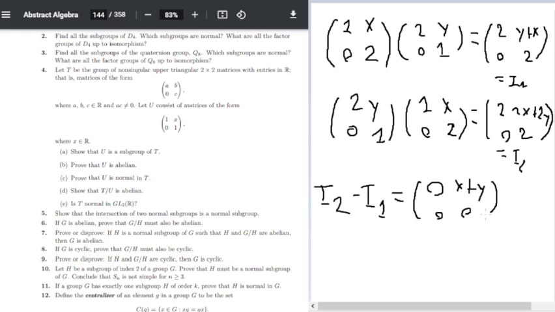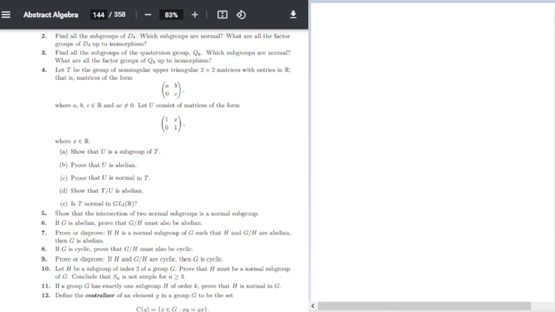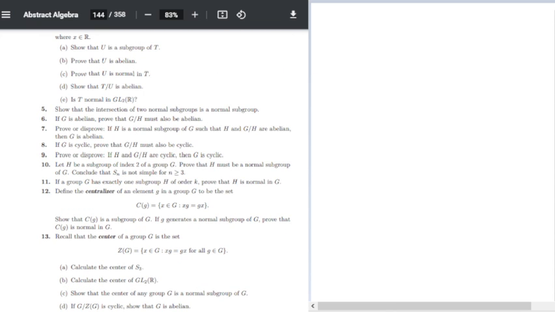So if x and y are any pair of real numbers that are not equal to 0, this difference is going to be non-zero, which means that these are not the same matrices, which means that they do not commute. However, we saw that both its factor group and a subgroup of it are abelian. So we have a counterexample to the claim that if H is a normal subgroup of G such that H and G over H are abelian, then G is abelian. If G is cyclic, then prove G over H must be cyclic.